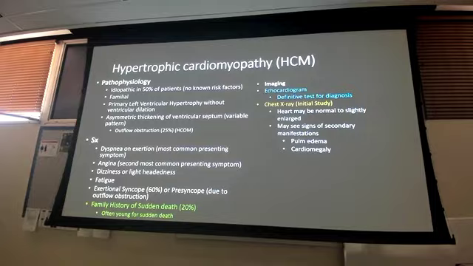The difference here is the kids, okay? They might have dyspnea on exertion and angina. Those are the most common presenting symptoms in patients that actually have symptoms. But a large majority of them never develop the symptoms, okay?